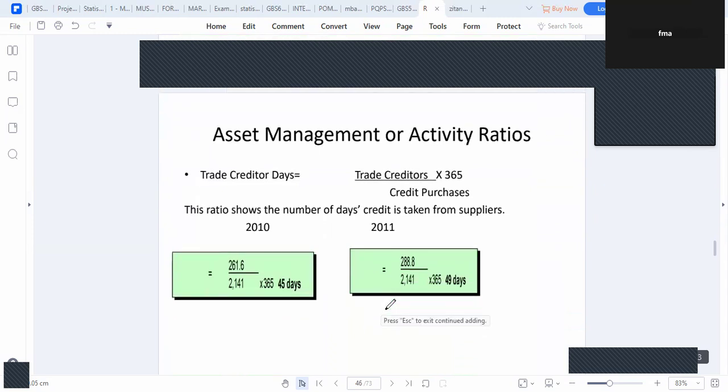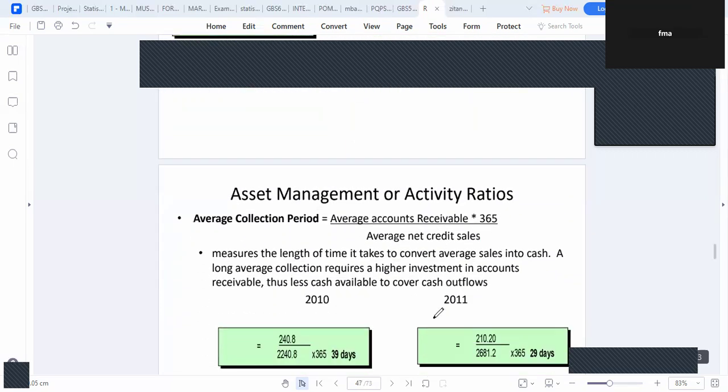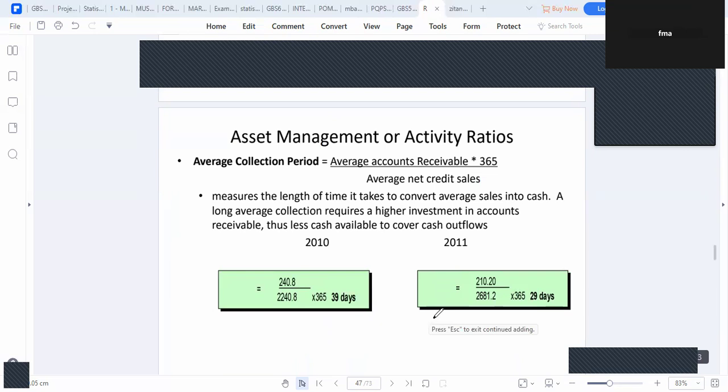Then we go to the asset management or activity ratios, which is simply trade creditors times 360. So you multiply by time. So you look at the number of days. We're looking at how long it would take for us to pay our debt here. It took 45 in 2010 and took 49. So it took longer. So you need to check why we took longer in the analysis. In asset management, the average collection period, we look at the length of time. So it is accounts receivable over net sales times 365. So here we took 39 days and here we took 29 days. All right.